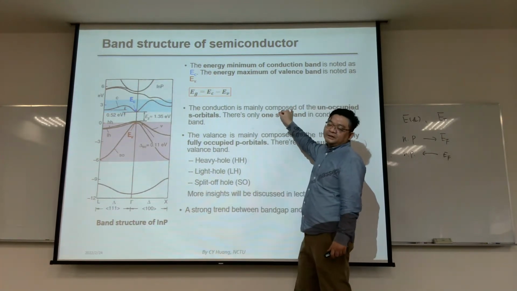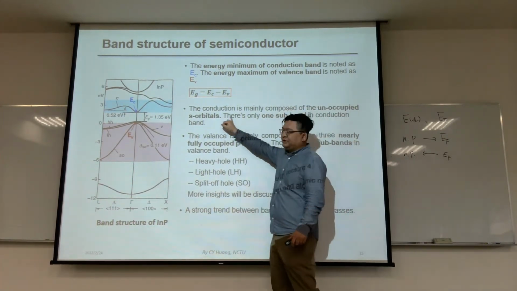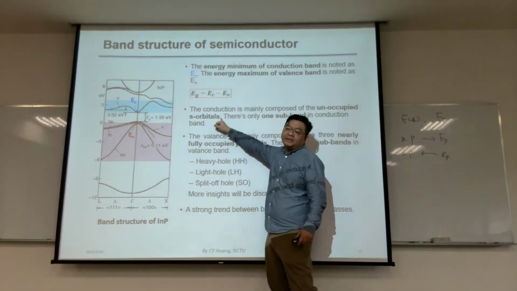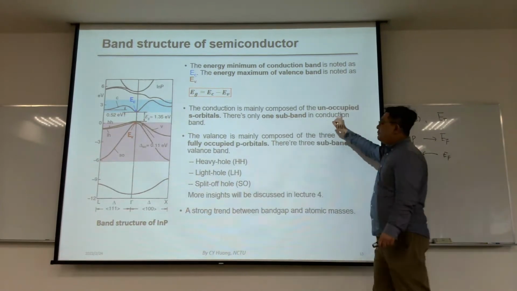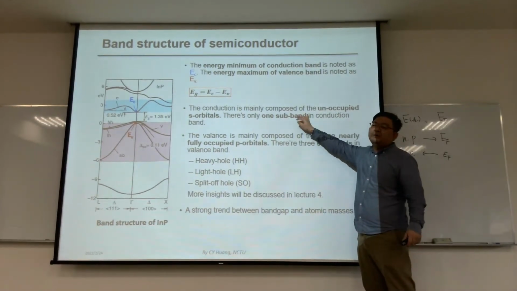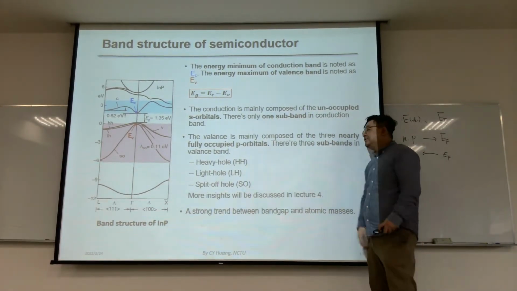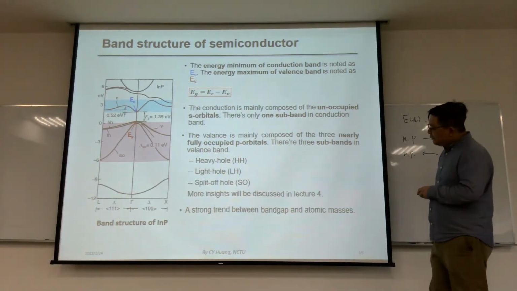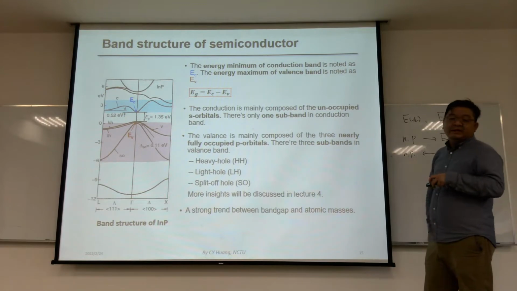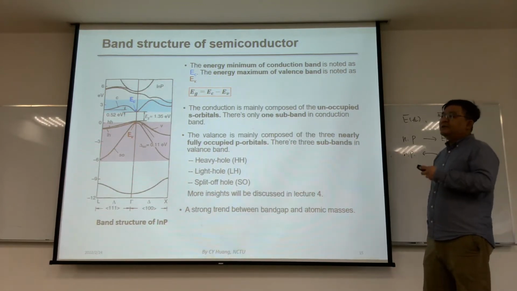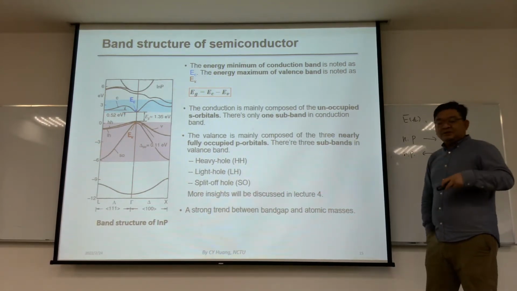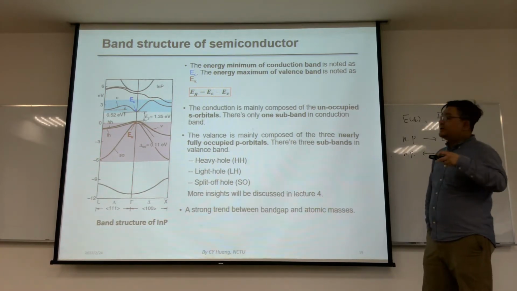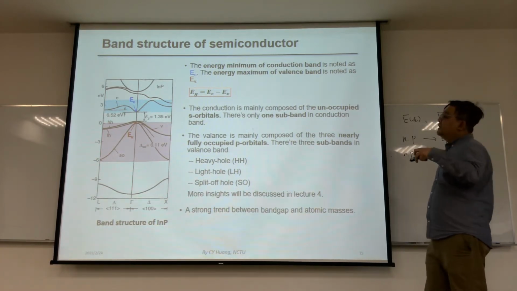And the conduction band is a combination of s orbitals. So one s orbital in, one band out, only one conduction band out. There will be no subband for the conduction band. For greater detail, I'm probably going to describe it again in lecture 4. But if you really want to know how this is generated, you probably need to take time to study it. But that's okay. This is not the point for this lecture yet.